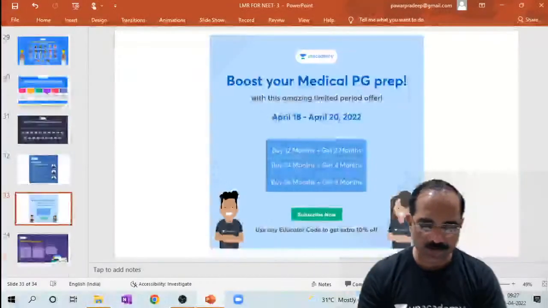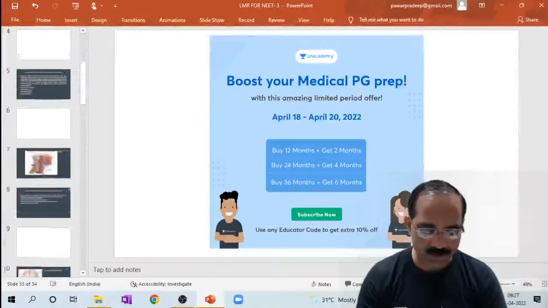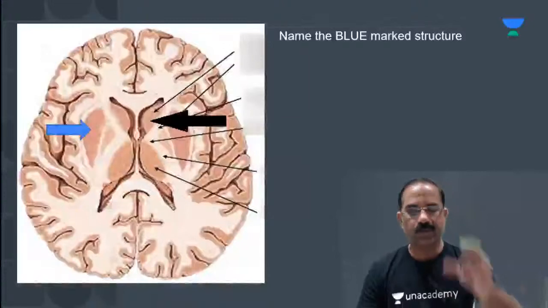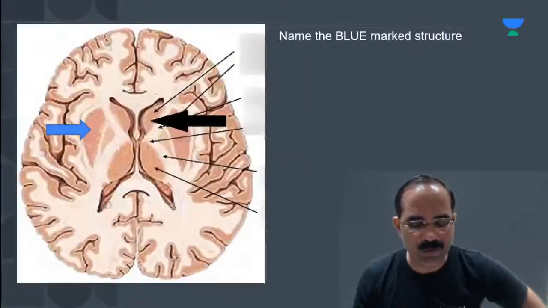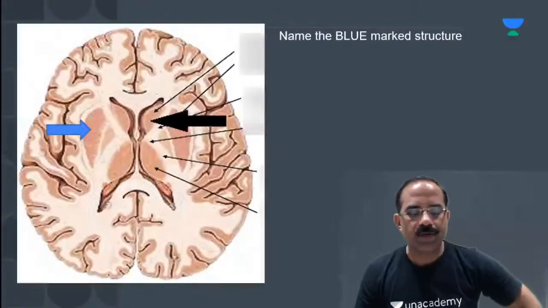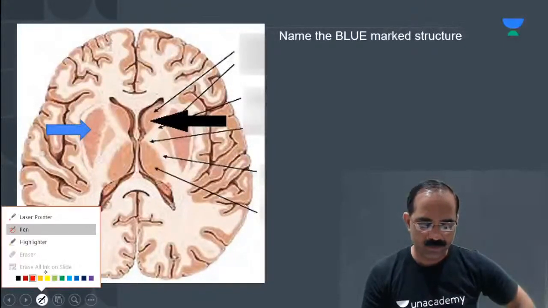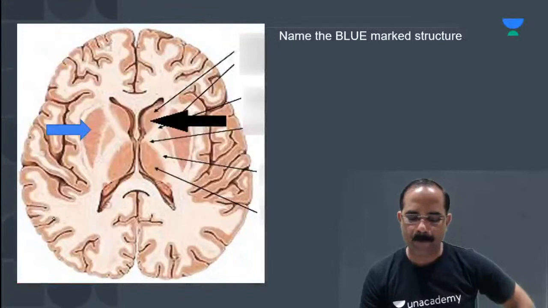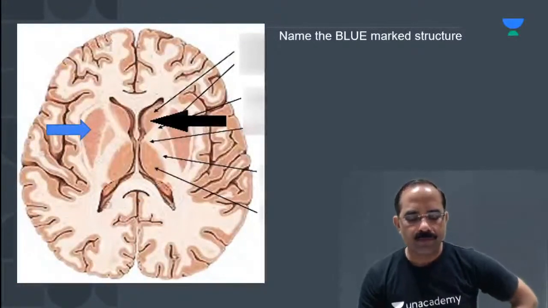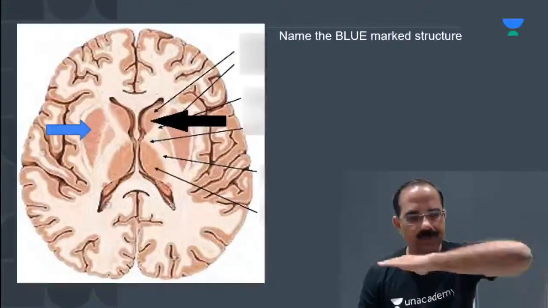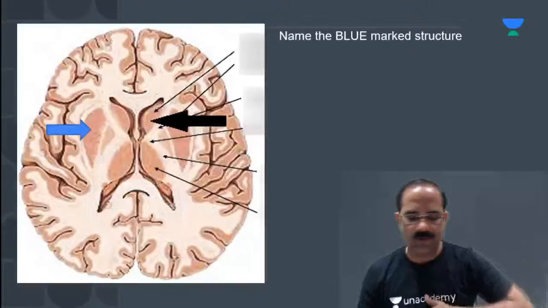I'll just show you one last slide before we stop for the day. Chalo, answer this. Identify the structure, the one pointed in blue, students. Any guesses? What is this section of the brain? That's a horizontal section, a transverse section of the brain.